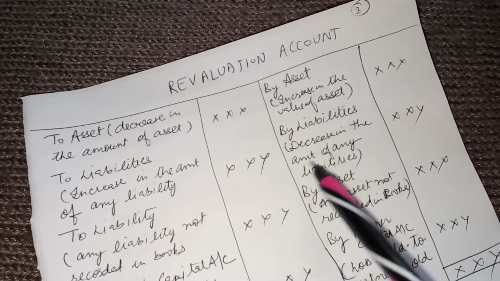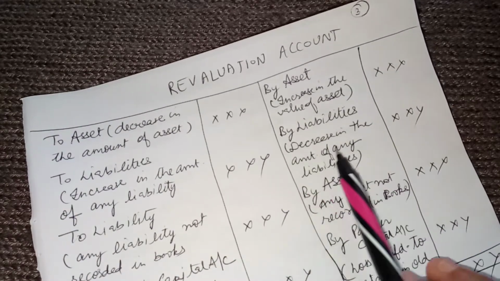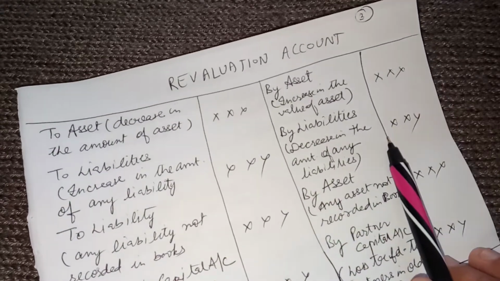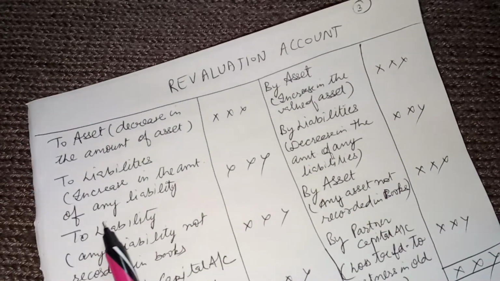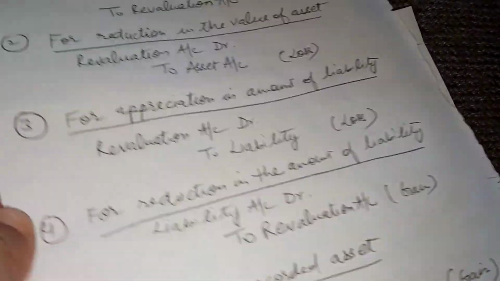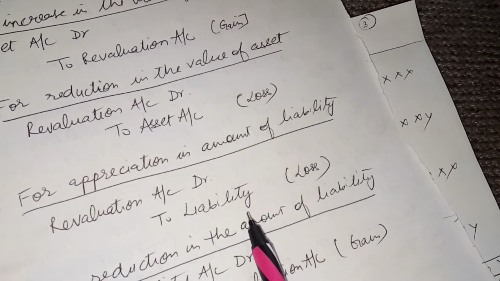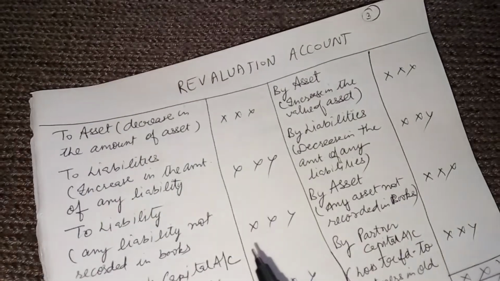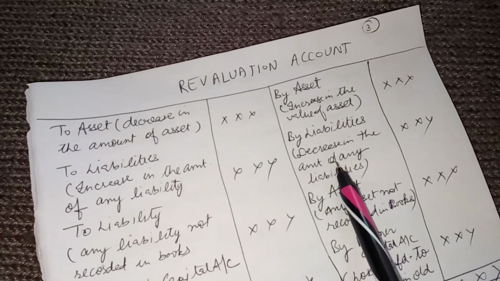Liabilities will go opposite. For liabilities, a decrease in the amount of any liability will be on the credit side. The opposite thing, an increase in the amount of any liability, as we have done for an increase in the value of liability: revaluation account to liability, as liabilities are always credit. So in that case, if increase, then debit side, and if decrease, credit side.